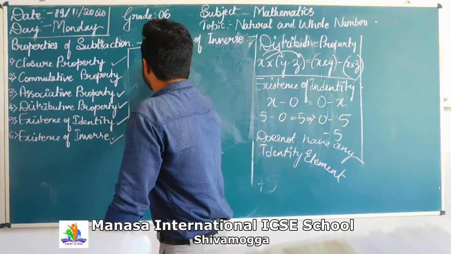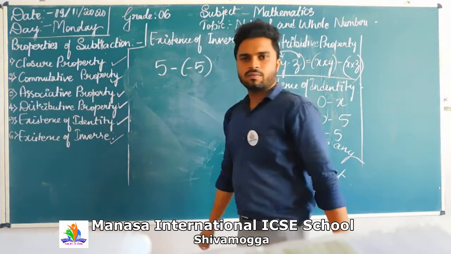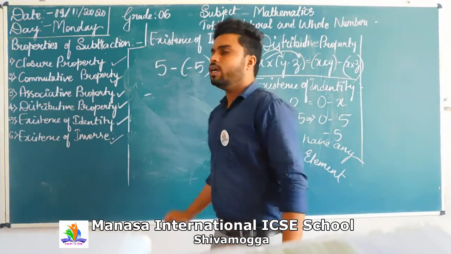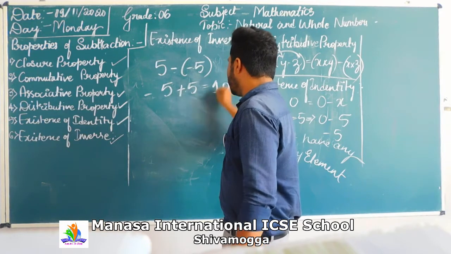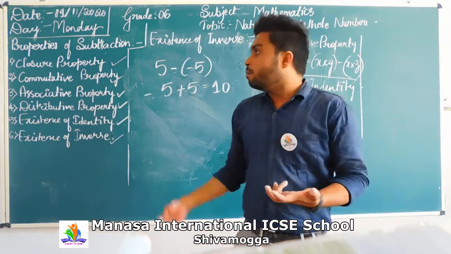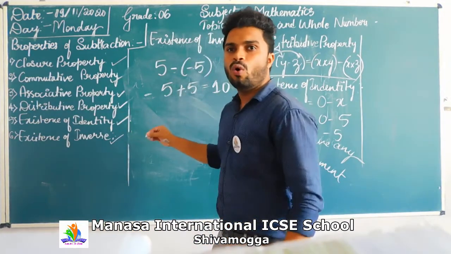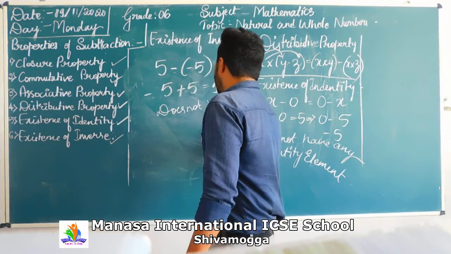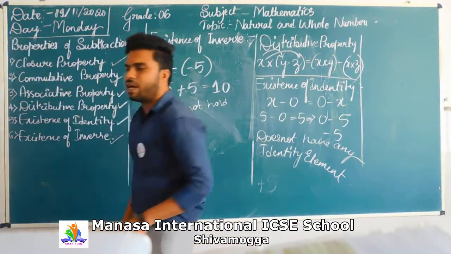For example, you are going to take 5, subtraction of minus 5. You will get it as 5 minus into minus plus 5. You got 10. This is wrong. Whenever you do inverse, you need to get the answer 0. Because we don't have any identity element, it does not hold good. This is about existence property. So we have studied some of the properties of subtraction.